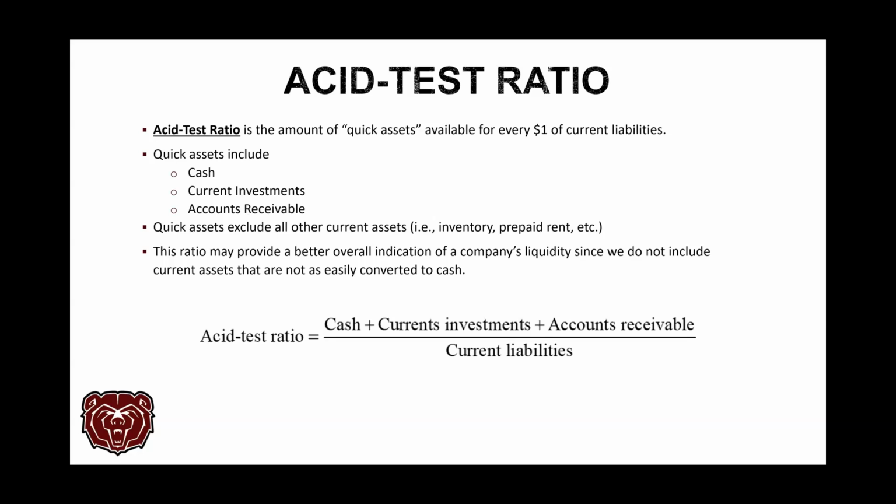Because we're not including items that we don't think we're going to turn to cash, like prepaid rent. That's never going back as cash. Prepaid insurance, that's never going to be cash again. Those are just resources we're going to use in the company. They're not something we can use to pay off liabilities, right? So you take that cash, those current investments, and those accounts receivable, you add them together, and you divide by current liabilities, okay? Notice, again, these are all balance sheet accounts, so no need to create the average in the denominator.